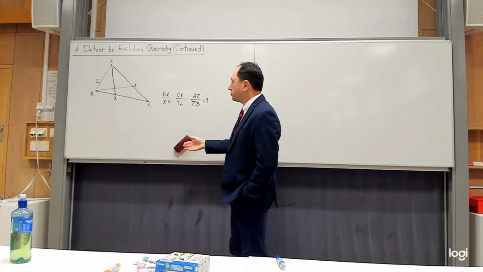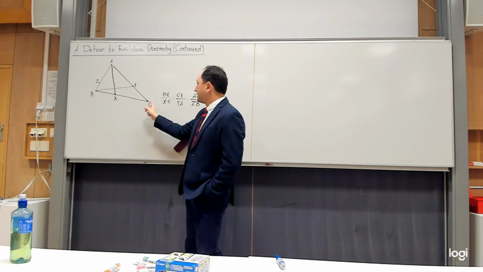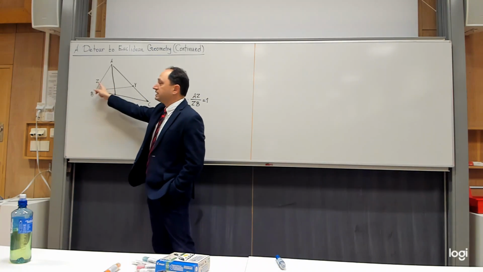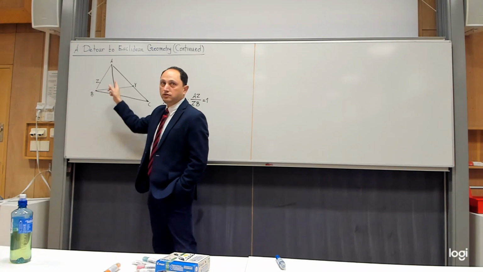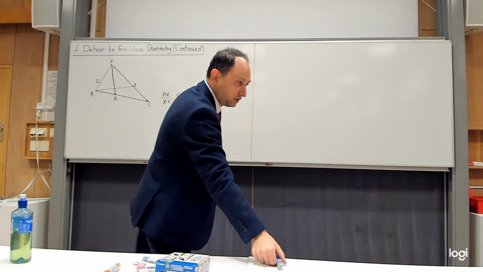What I want to show is that if I connect C to Z, it definitely will pass through the intersection of these two Cevian lines. And let me call that point M.